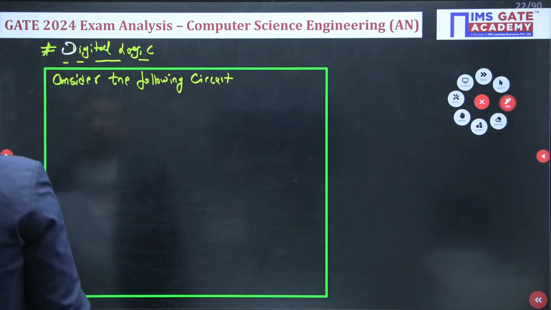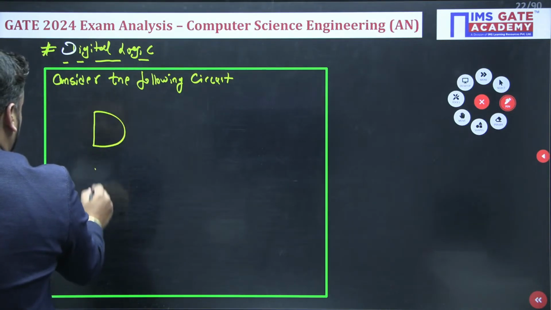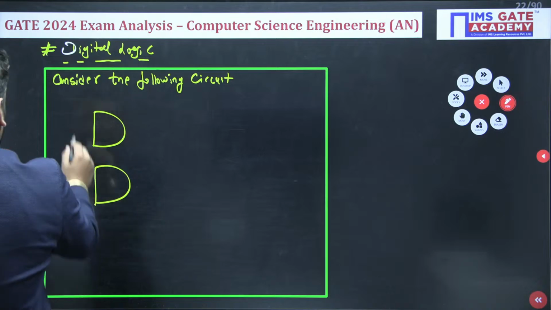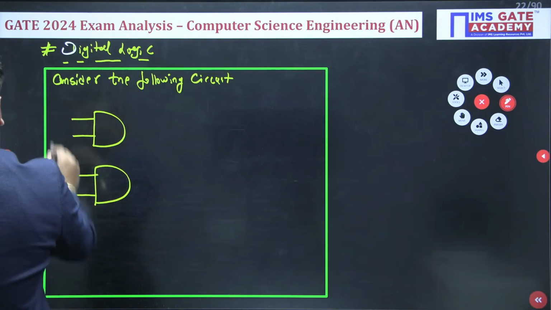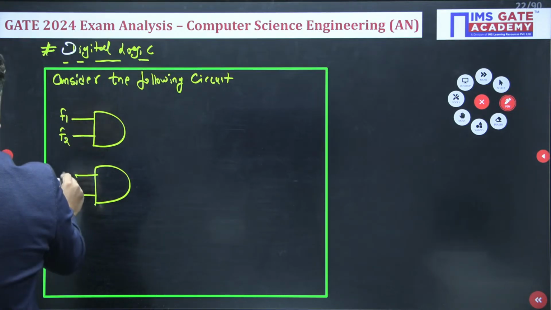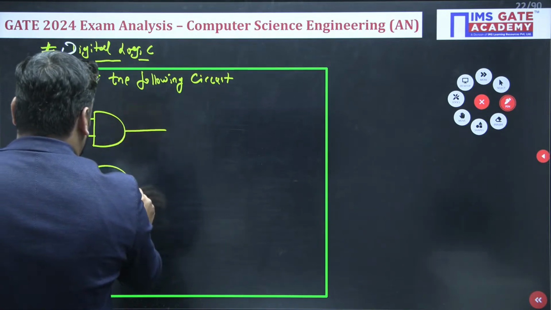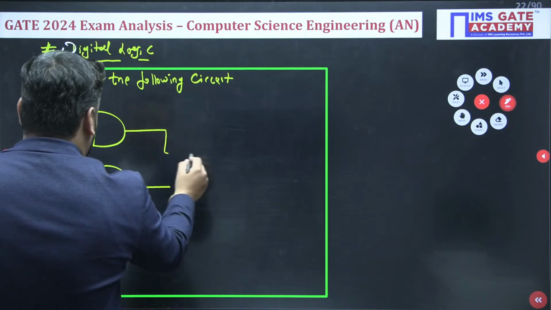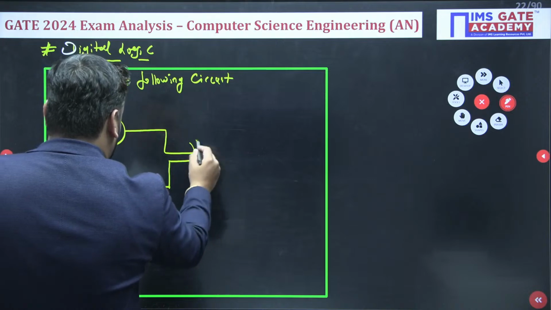Consider the following circuit. The circuit diagram is given to you. Here we have an AND gate, here we have an AND gate, and here we have this. I'm connecting here F1, here F2, here is my F3 and here is my F4. F1, F2, F3, F4. And which gate is this, guys? This is an XOR gate.